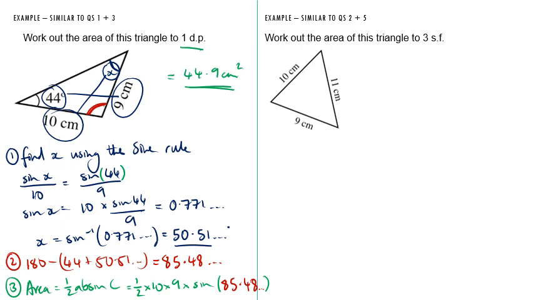Now again, in this question, to work out the area, it's going to take a few steps to get there. We know three sides. Remember, if we're trying to work out the area, we need to know two sides and the angle between them. So to do this, we could do it with any of the angles here. We would work them out all in the same way, and that's using our cosine rule.